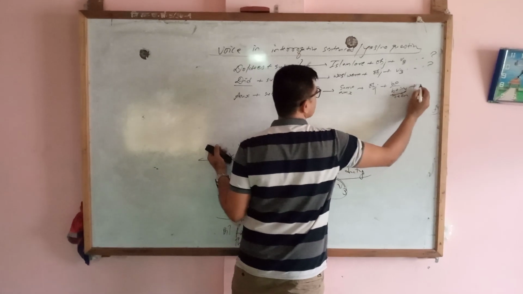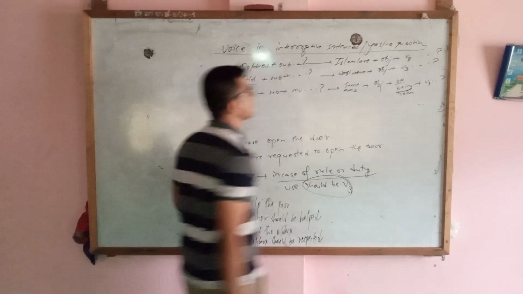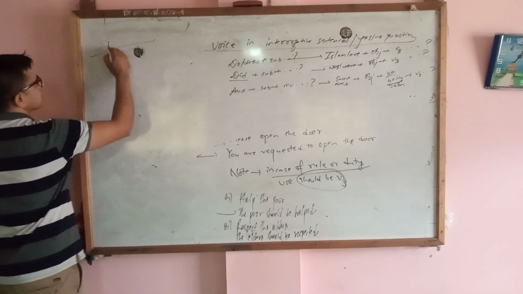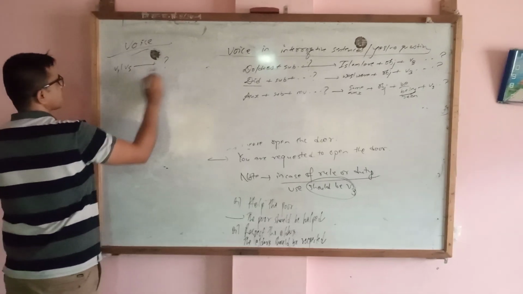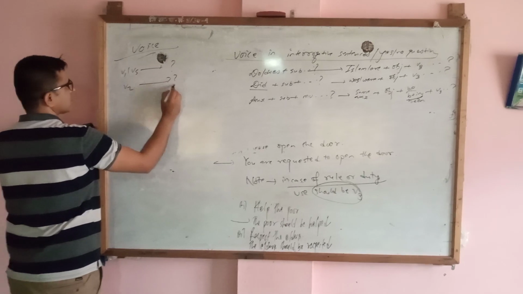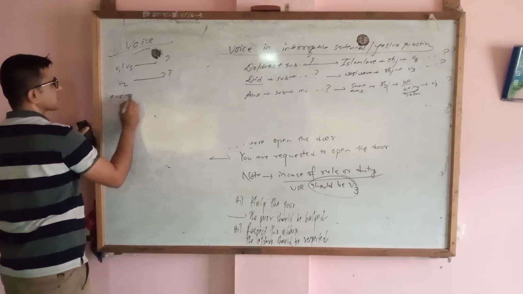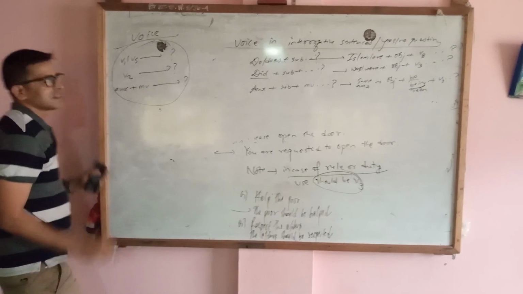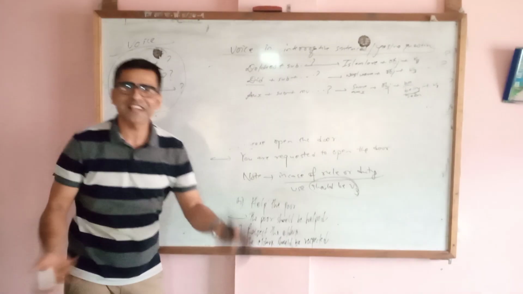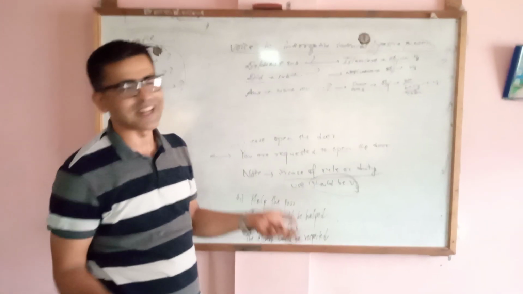Don't forget these three rules. V3, third question mark. Never forget in voice these three rules: V1, V5 into what? V2 into what? And auxiliary plus main verb into what? If you know these three rules, it will be easy for you to understand the voice and do it accordingly.